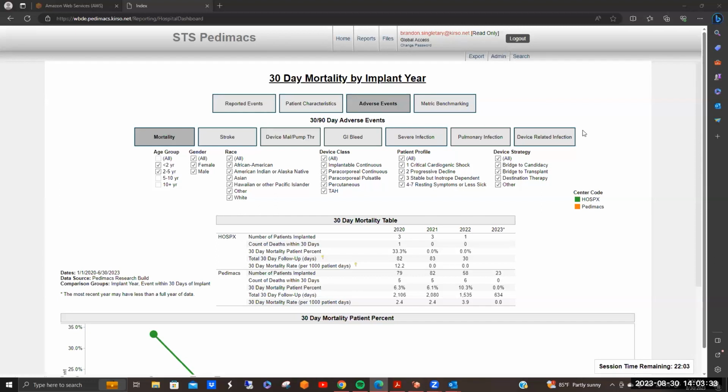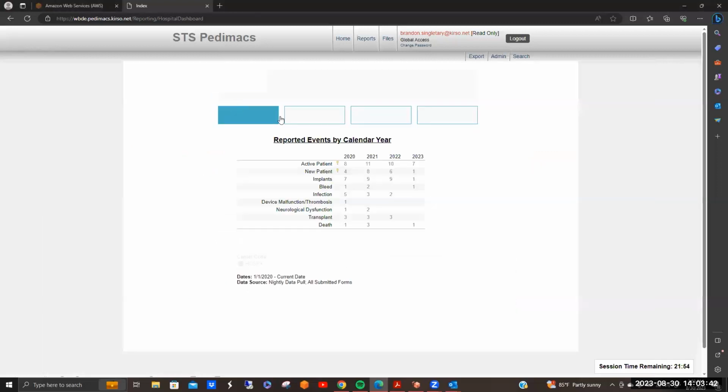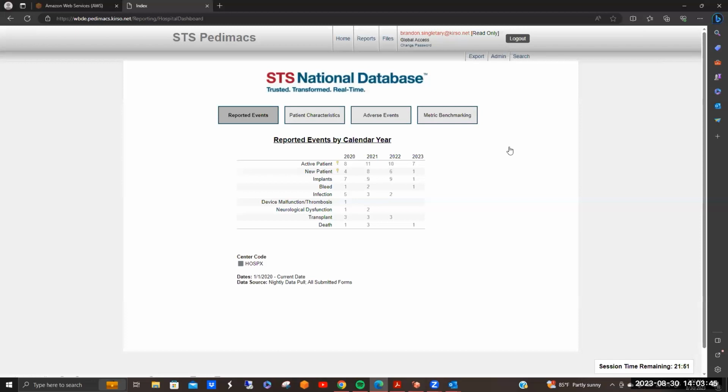And then Tiandra had a comment, Brandon, real quick. On the main landing page, it would be extremely helpful if the dates would include data from the most recent STS Intermacs quarterly reporting period. Example, 2023 Q2 coverage period, January 2022 to June 2023. So I'm trying to decipher that. Does that mean it would be helpful to have this broken out into more granular timelines instead of by year, to have it at a quarterly level?